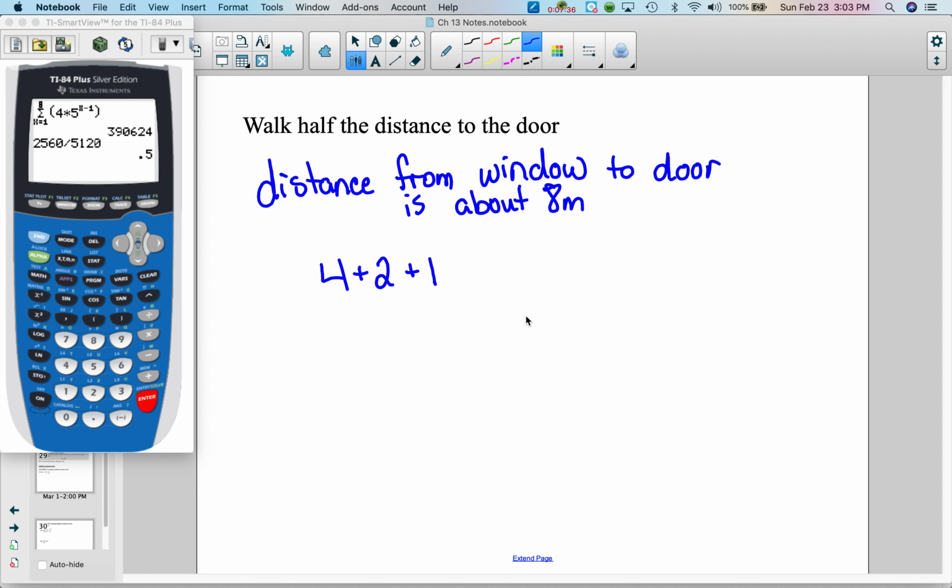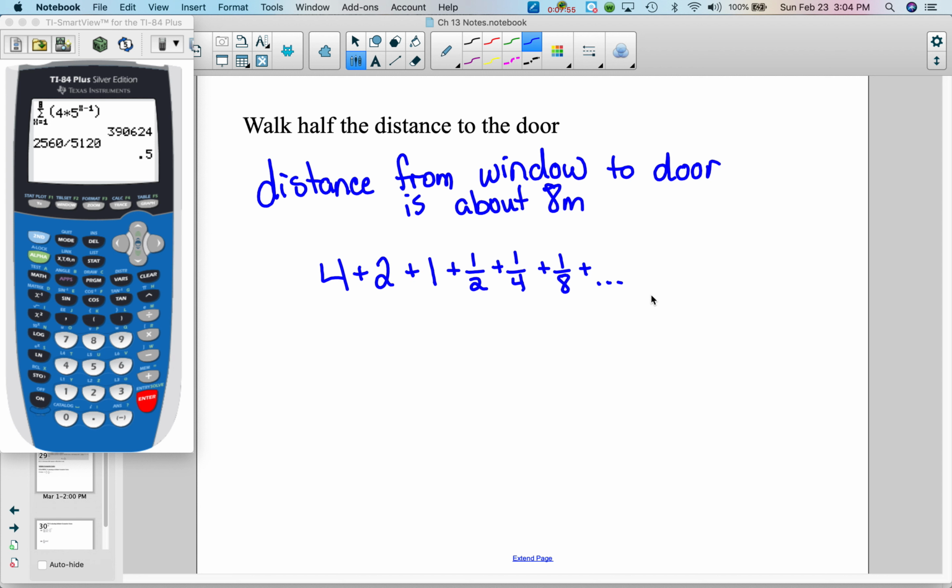From that spot, walk halfway to the door. And they're going to walk half a meter. From that spot, walk halfway to the door. And we would continue this. And by this time, they're basically at the door. But then the question, theoretically, when you think about it, is when do they get to the door?